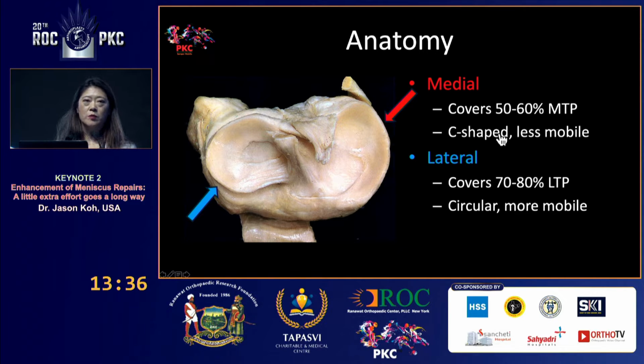So the medial meniscus covers about 50 to 60% of the plateau. It's C-shaped, it's not mobile, right? So it is really connected to the capsule. The lateral meniscus covers about 70 to 80% of the plateau and is much more mobile and much more circular.